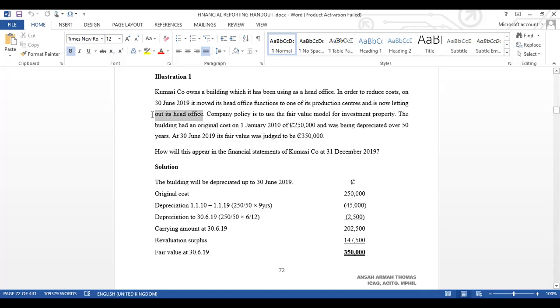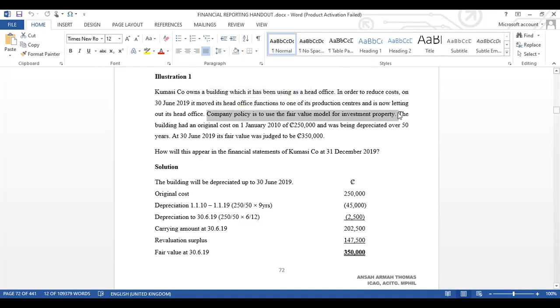What does it mean? It now becomes IAS 40. All right. You see, this one, nobody is telling you. Because you listen, you're able to figure it out. The company policy is to use the fair value model. So have you seen what you asked? Is the question that tells you.